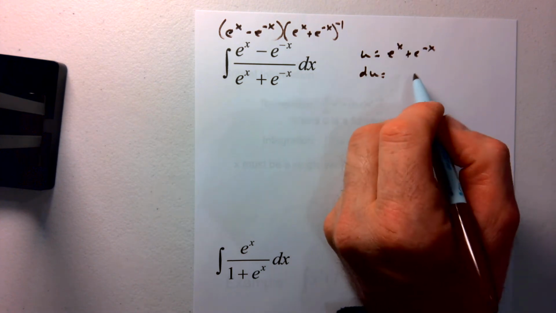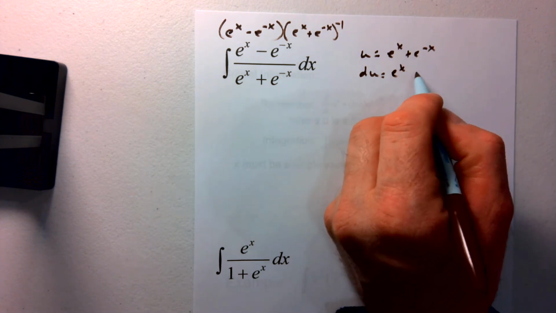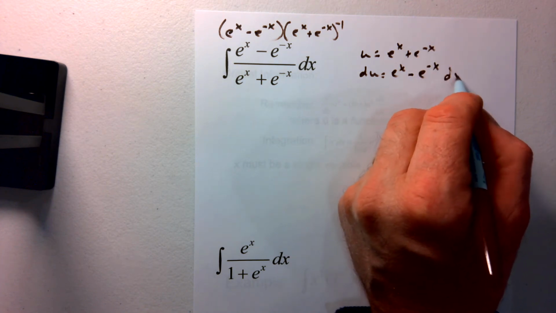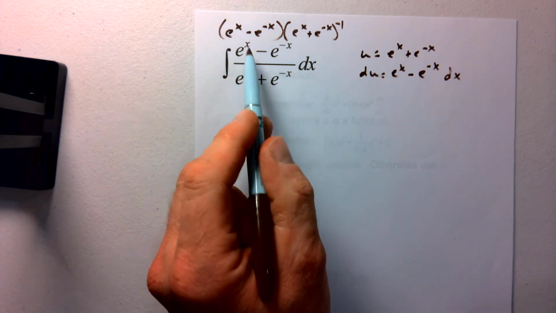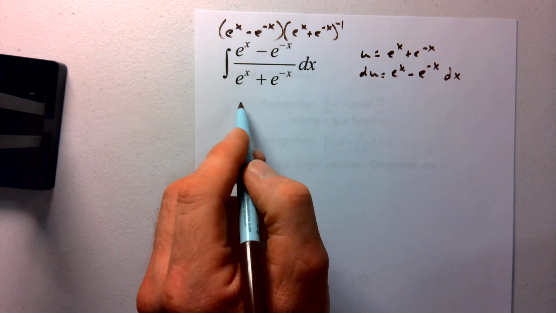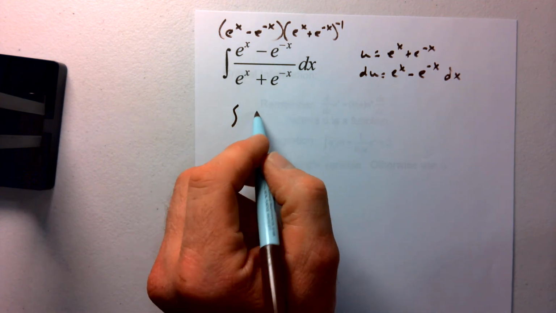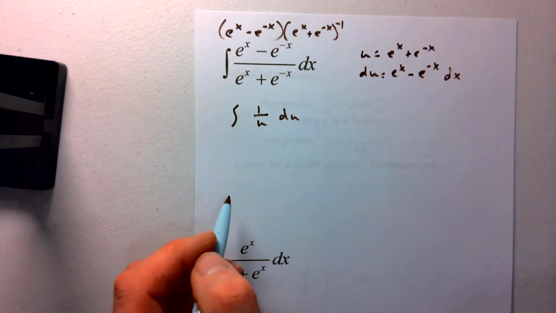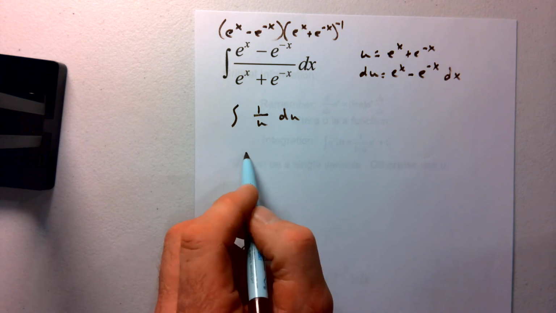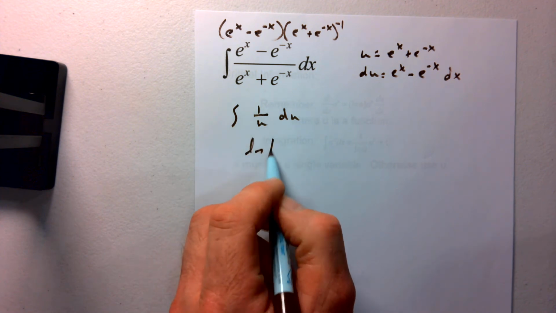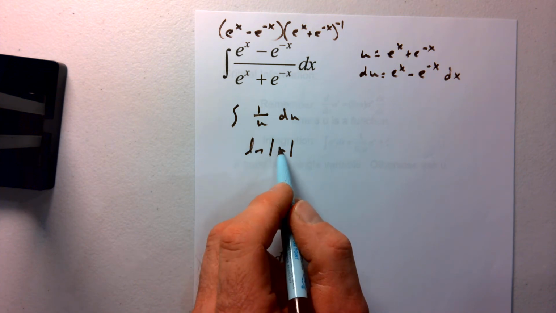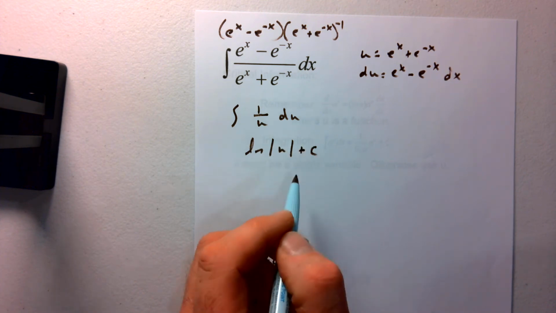Well, what is du? Du is going to be e to the x. Derivative e to the negative x is negative e to the negative x dx. Well, that's what I have in my numerator, isn't it? So I can think of this as the integration of 1 over u du. Integration of 1 over u is our natural log. It's come back to us. So we have the natural log of the absolute value of u plus c.